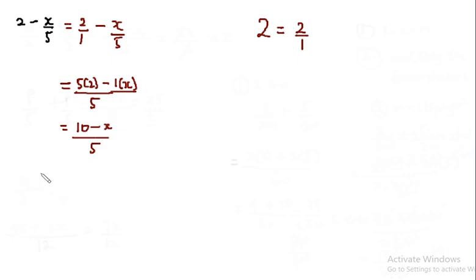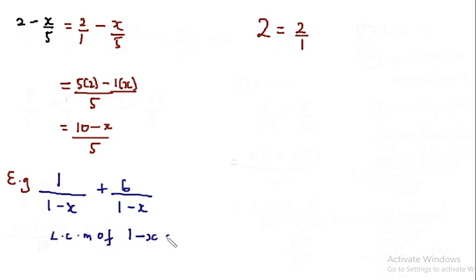Let's look at another example. Say we have 1 over 1 minus x plus 6 over 1 minus x. So how do we solve this? You can pause the video and try to solve this one yourself. Like we've been doing before, we look at the denominator. Here, the denominators are equal, so automatically the LCM is the same thing. So the LCM of 1 minus x and 1 minus x is still 1 minus x.